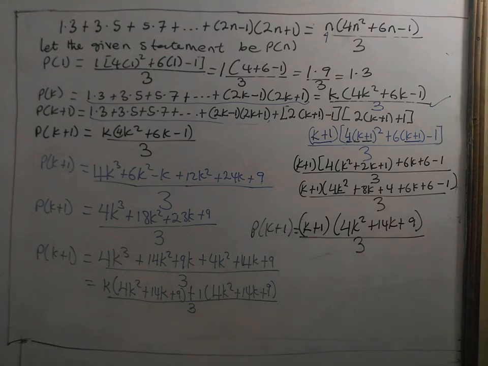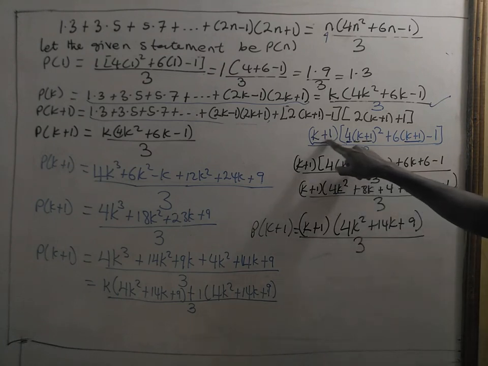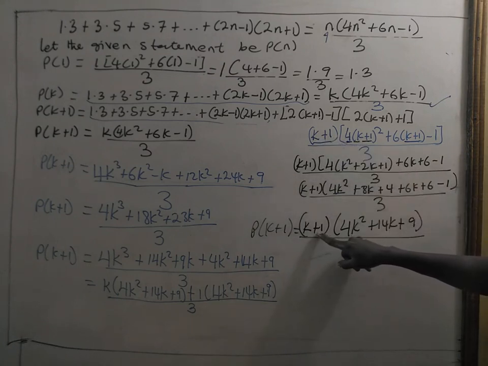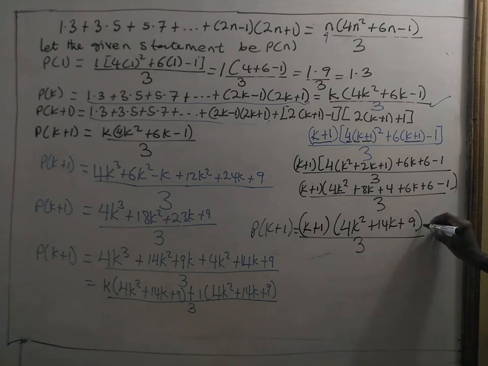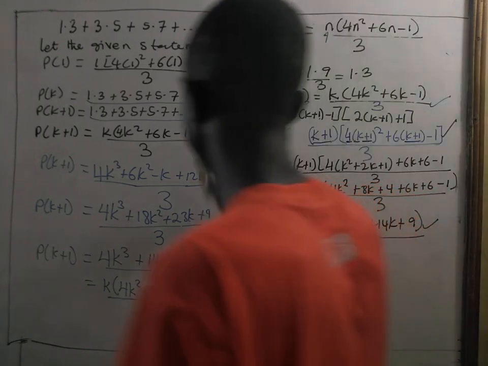Wow. Now, you've seen that we've gotten the k plus 1. That's what we have here. We've gotten 4k squared plus 14k plus 9. How do we put this to get this answer? That is what we are going to do. So join me as we go through that one step by step.